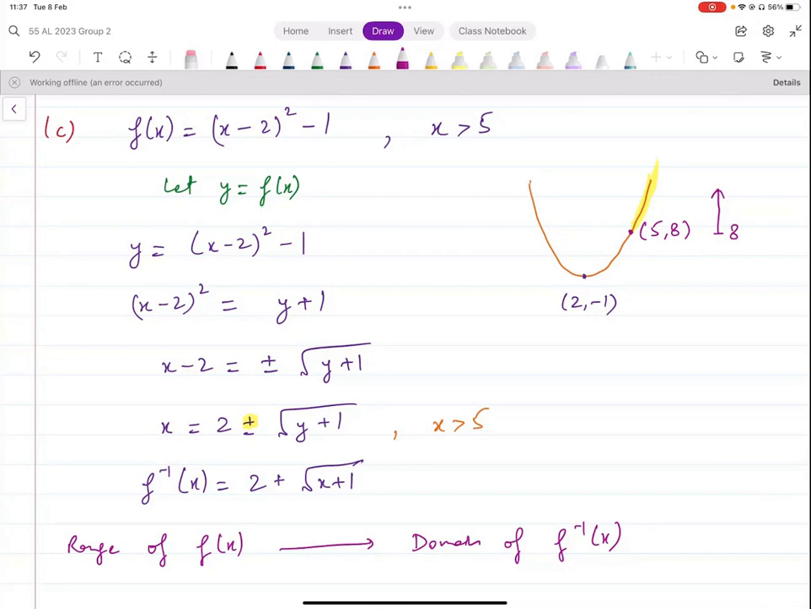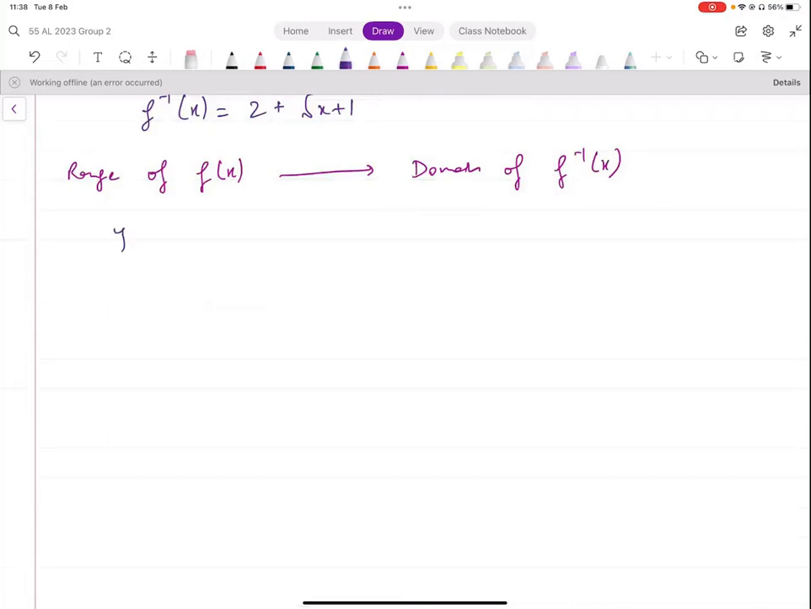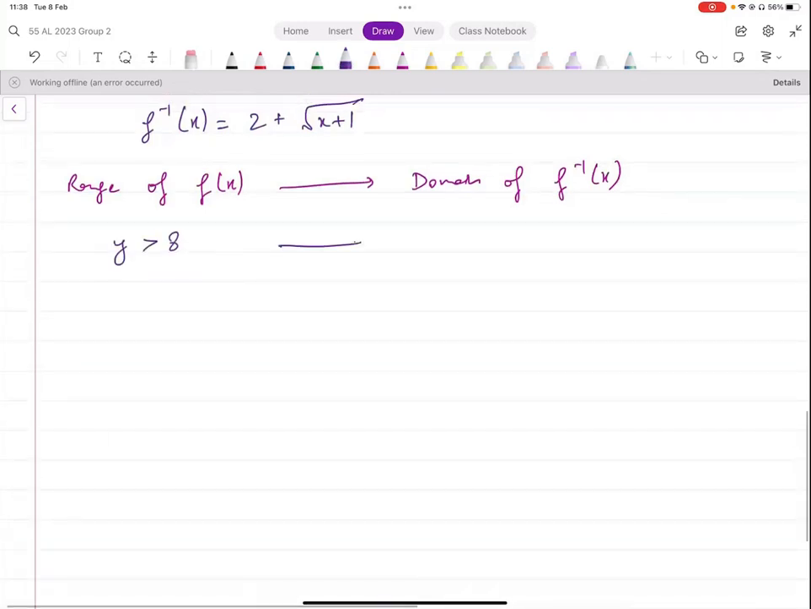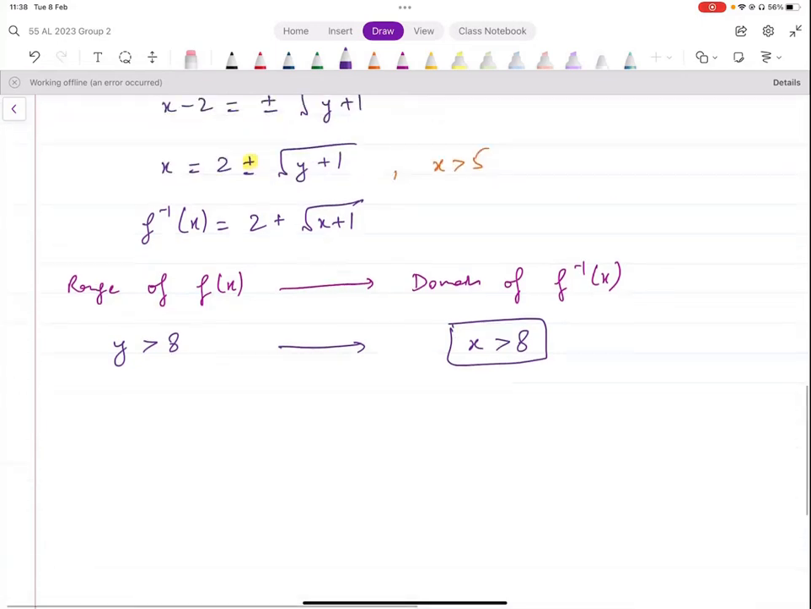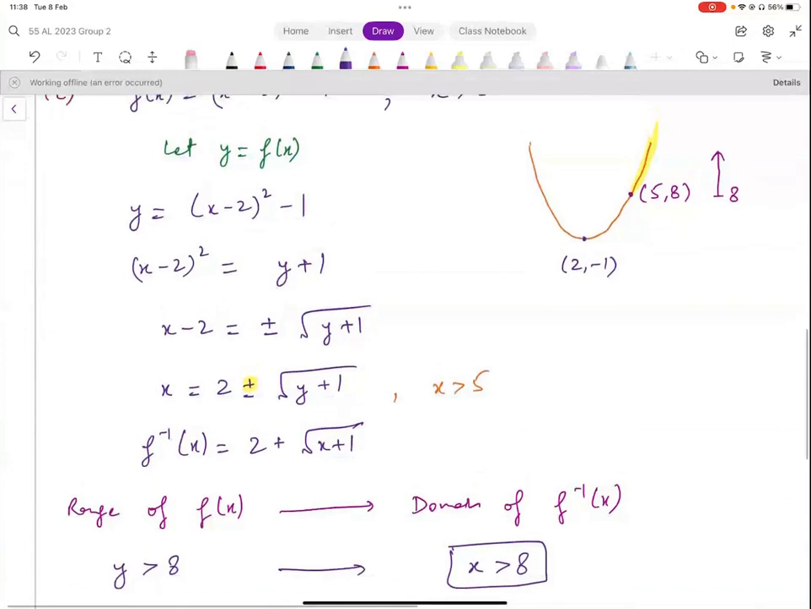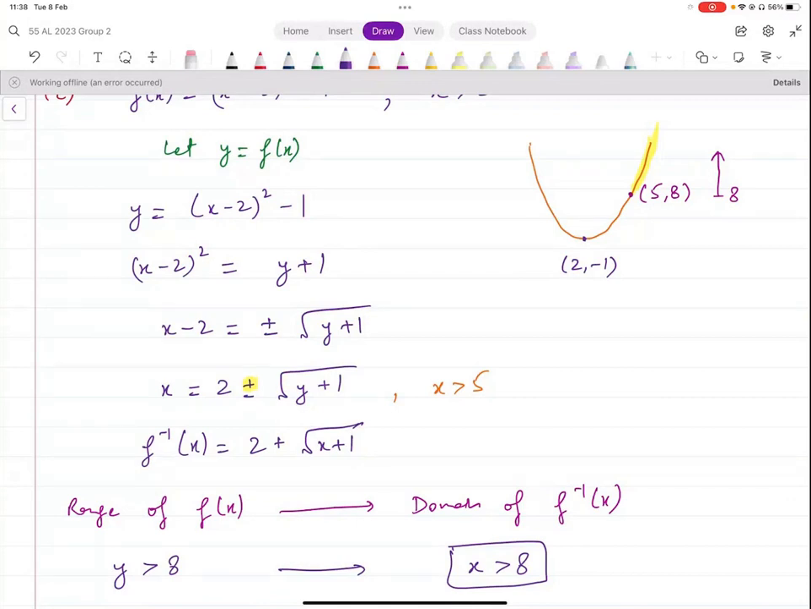Does that make sense? So shouldn't it be only greater than 8, not equal? Yes, greater than 8, because 5 included नहीं है यहाँ पे, तो यहाँ पे 8 भी include नहीं करेंगे, so it should be greater than 8. Yes, that's correct. Thank you. Greater than 8, that's the range of this function. We say y is greater than 8, that's the range of that function. इसका मतलब है f inverse की domain क्या हो जाएगी? X greater than 8, that's the domain of the inverse function. Any problems with this? No, sir.